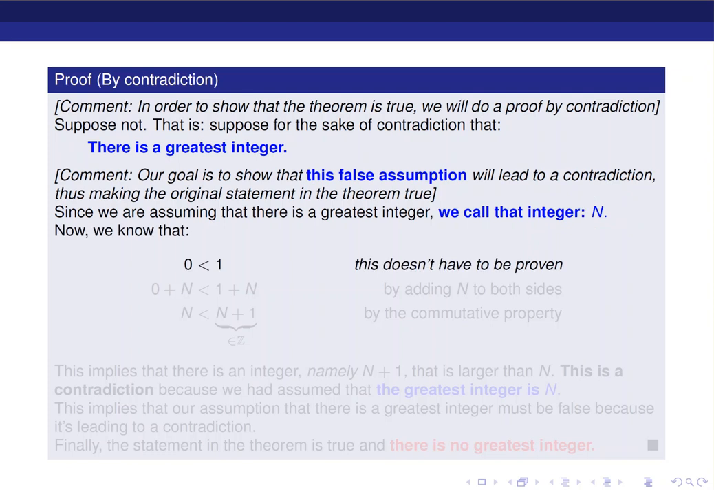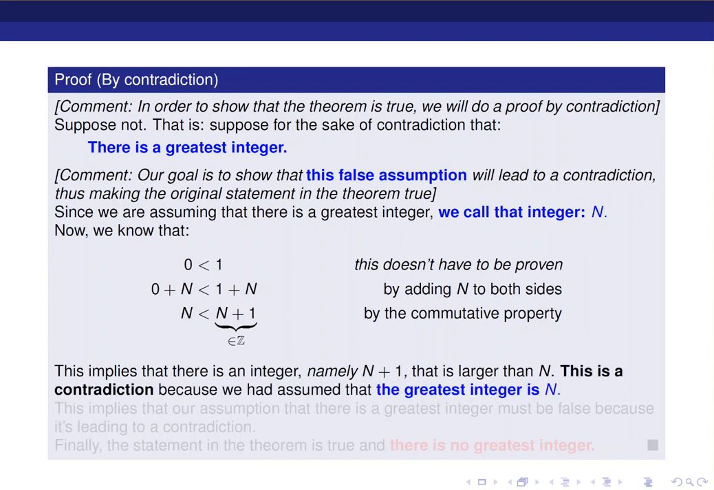But we also know that 0 is less than 1. This is basic mathematics. It doesn't even have to be proven. Everybody knows that 0 is less than 1. So we can add a positive number n to both sides. Remember, n was the largest integer, so it's obviously going to be positive. And I could add it to both sides, and this does not change the inequality direction. But 0 plus n is n, and n plus 1 is going to be a new integer that is, according to this inequality, greater than the integer n.